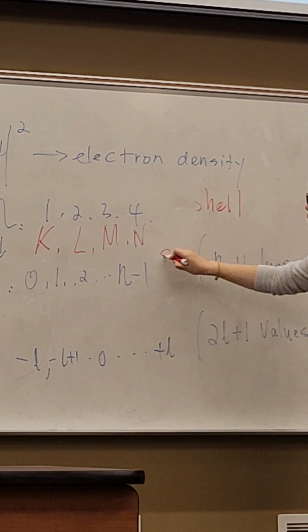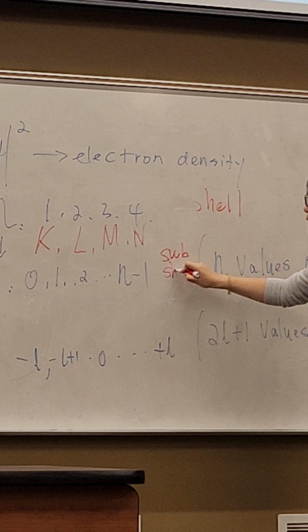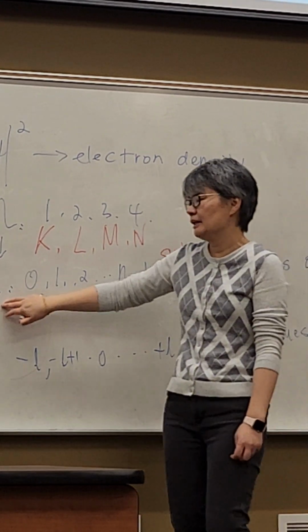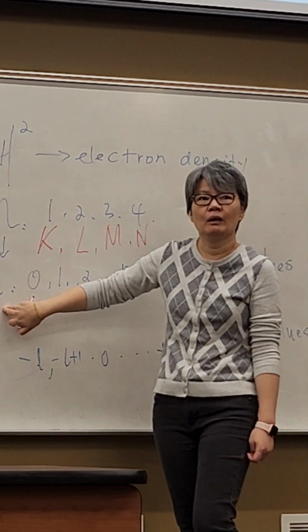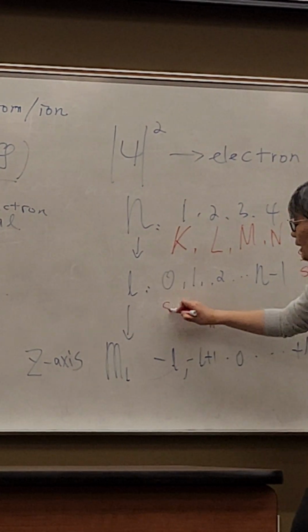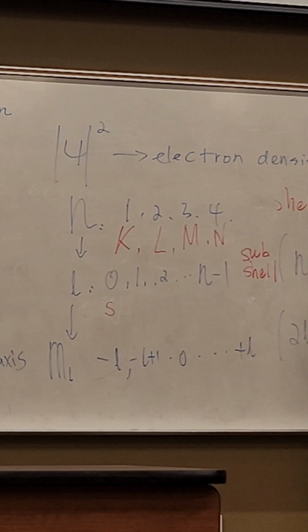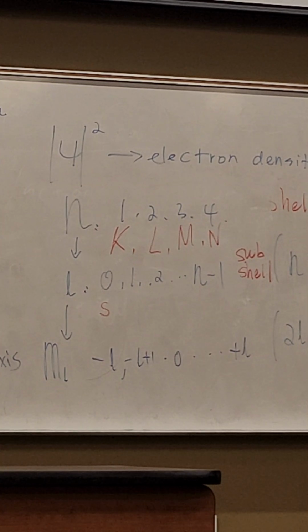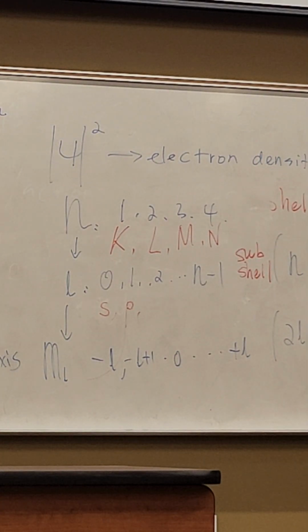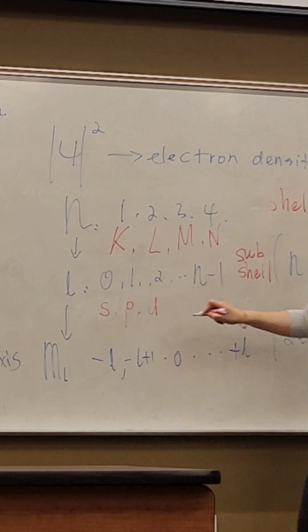Then L is going to form the subshell. Now the subshell is represented by the quantum number L, or you can have a letter. We're very familiar with those. When L equals 0, that is your s orbital. When L equals 1, that is your p orbital. Those are lowercase, right? When L equals 2, that is your d orbital.